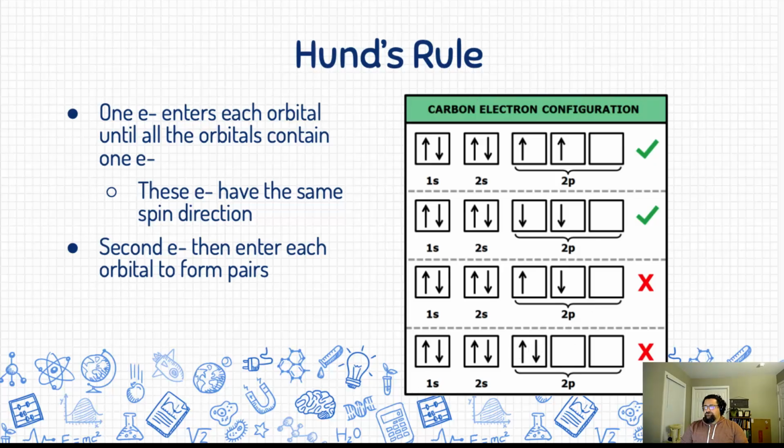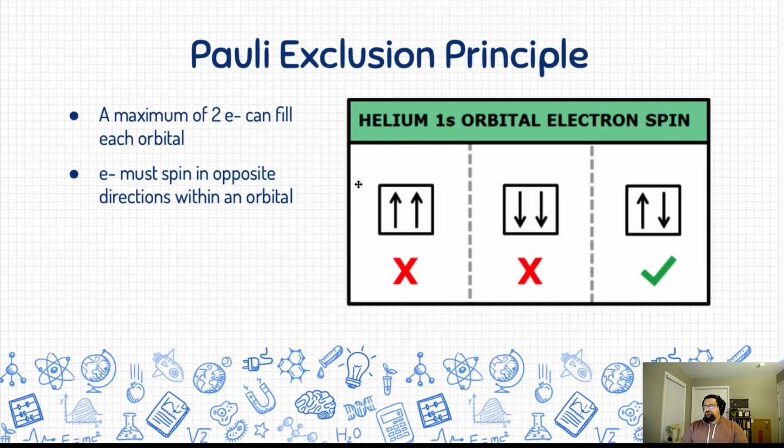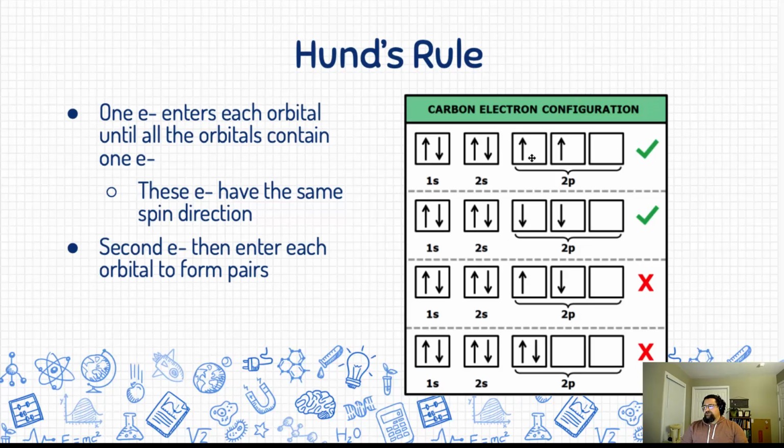So our 3 rules: Aufbau, electrons occupy the orbitals of lowest energy first. Pauli, 2 electrons can fill each orbital. And Hund's, when they fill them, if there's multiple orbitals within a subshell, they have to fill one at a time in the same direction.